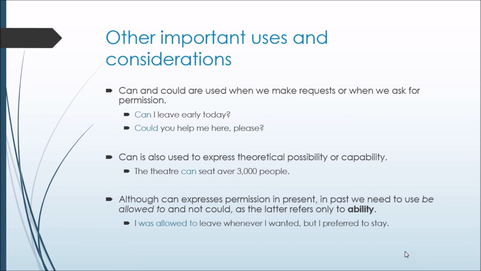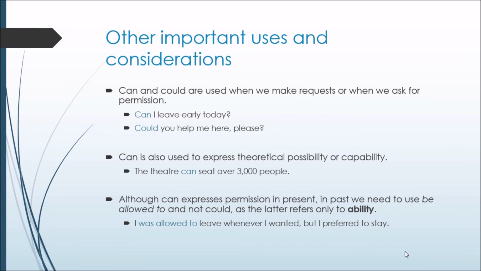Now, can is also used to express theoretical possibility or capability. What I wanted to do now is to think of can not just as ability but also capability. And when we say the theatre can seat over 3,000 people, there's a typo there that I've just seen. I'm going to correct that later. That means that it has the capability to seat 3,000 people.